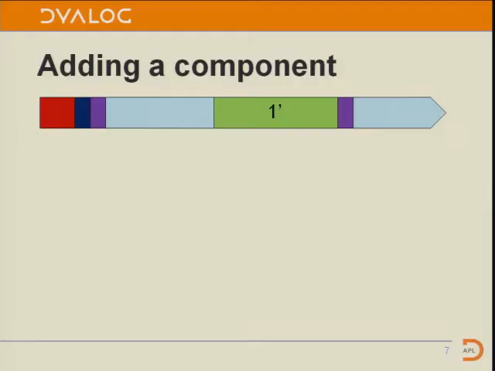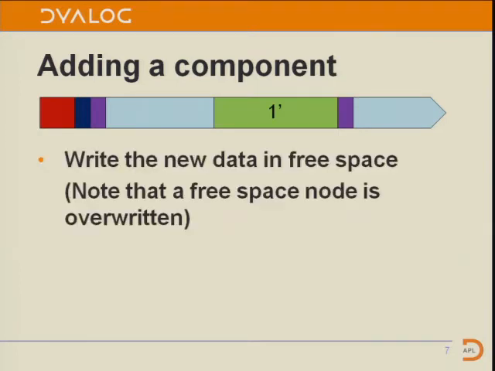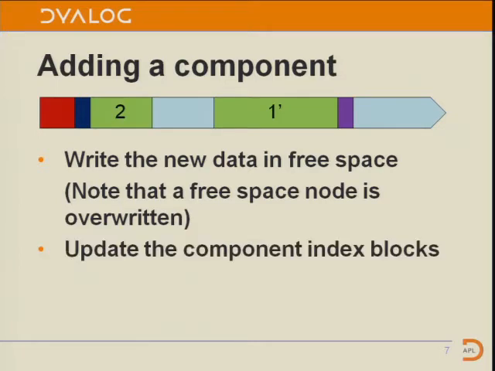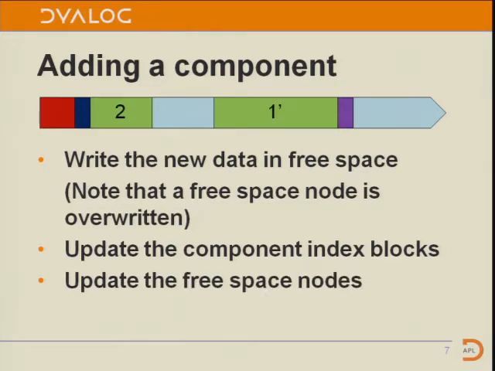And similarly, if we're adding a component, it's a very similar process. We write the new data. We have to choose some space, and here we'll choose the space the old one was in. We've overwritten the free space node again. We update the component index blocks so that we've added in the pointer to the new component. We update the free space nodes, and we update the root, and we're done.